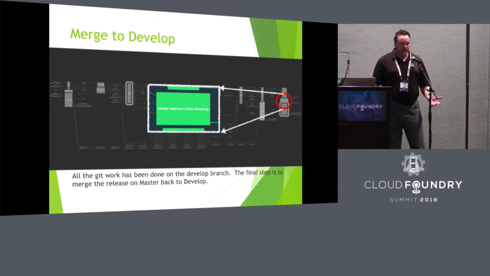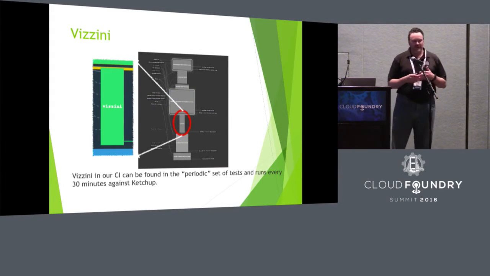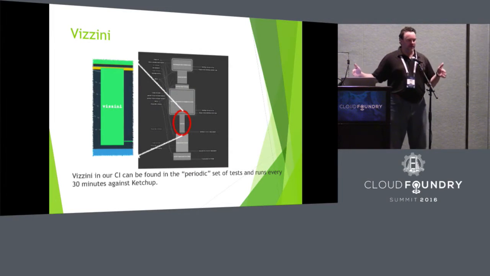And then as we were developing, all the developers have gone on and started doing a bunch of development, we have a step that will automatically merge things back into the develop branch from this release now. Okay, so that was really the main pipeline of our CI. We've got now everything through and released.